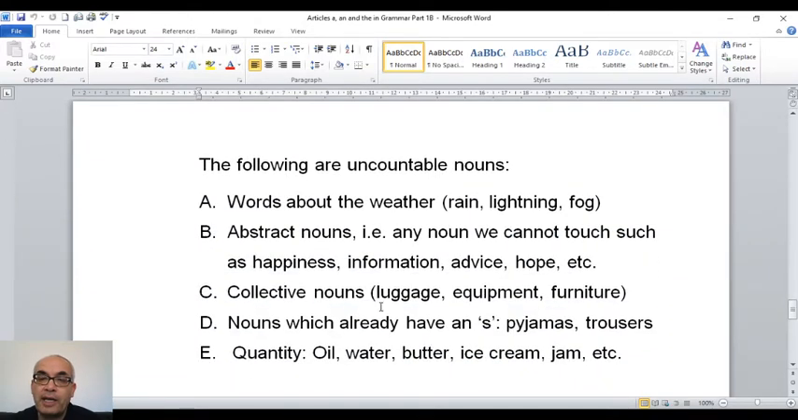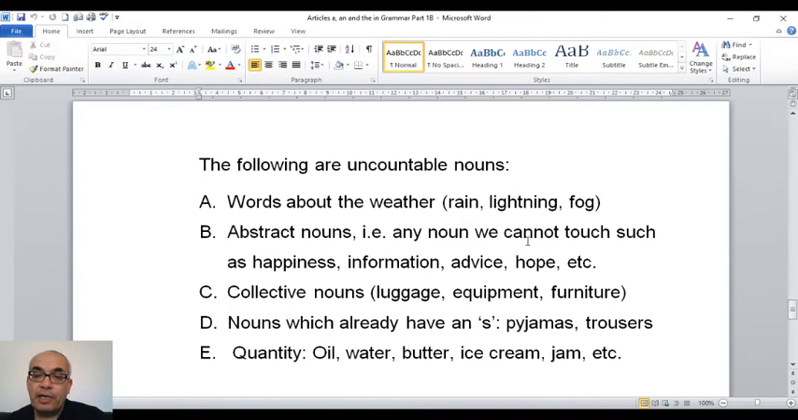Now the following are uncountable nouns. So rain, lightning, fog. I cannot say a rain or rains, a lightning or lightnings, a fog or fogs. No, because lightning is the light before rain. Fog is one you can't see. So words about the weather, I gave you 3 examples. No A, no S.